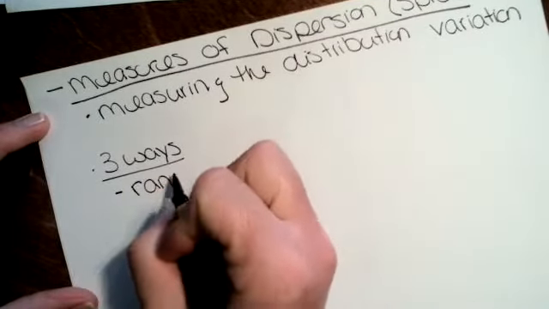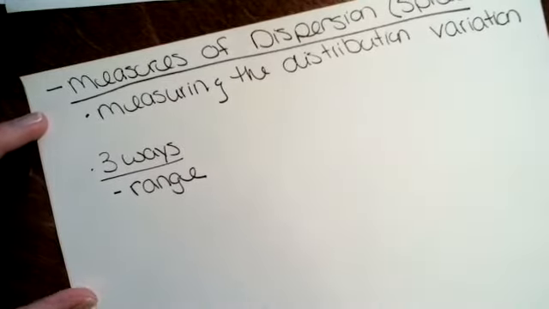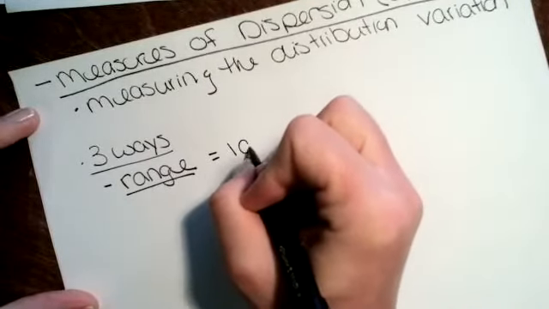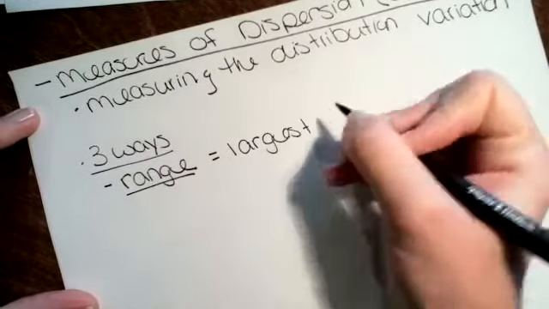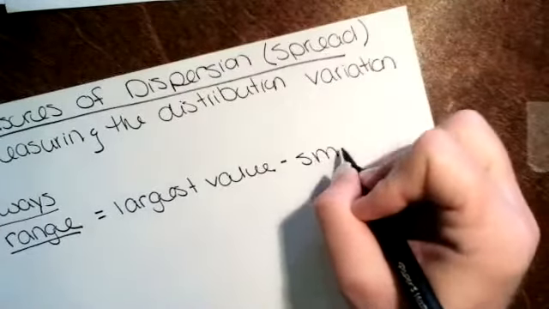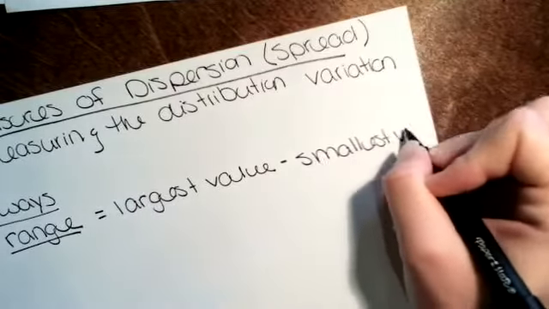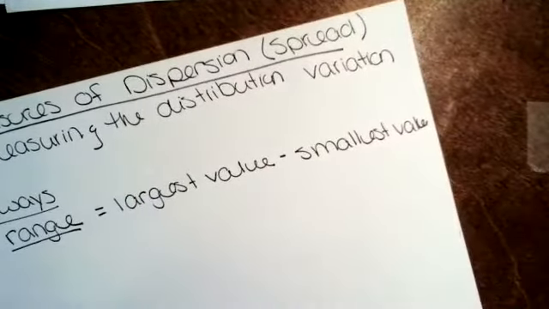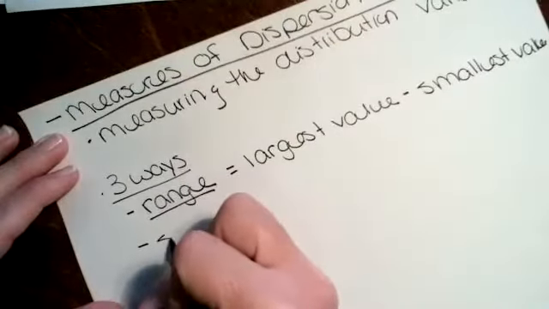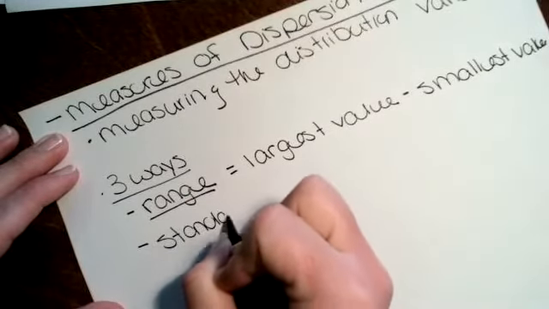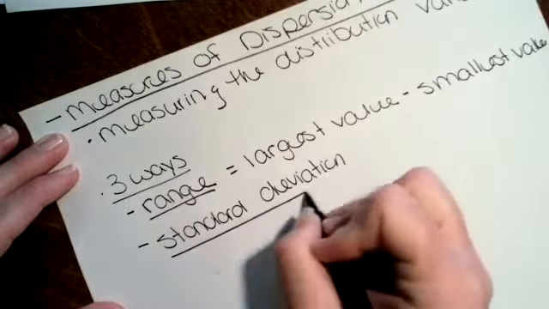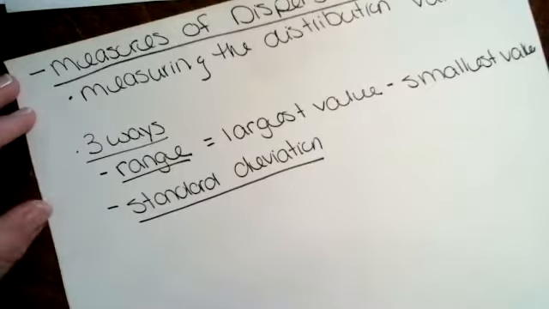We already looked at this last class, and we don't use this too much, but once in a while we do. And the range is just my largest data value minus the smallest data value. Okay, and that is my range. The next one is called standard deviation. We use standard deviation a lot.